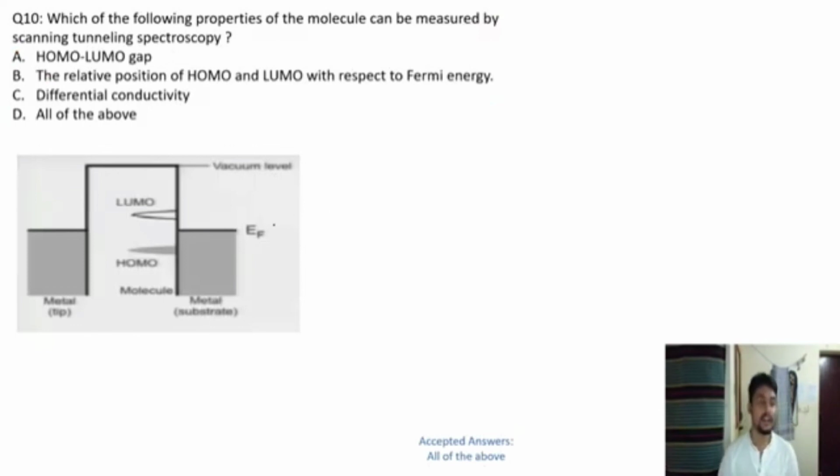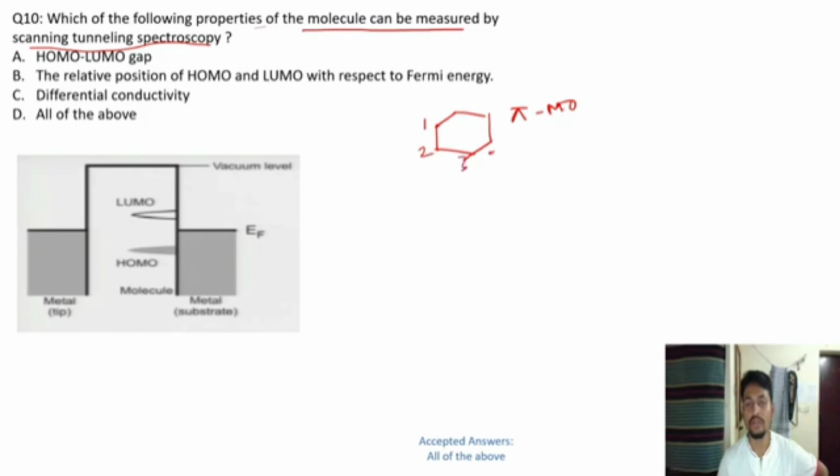So this is the last question, and this is a very, very important discussion as well. Which of the following properties of the molecule can be measured by scanning tunneling spectroscopy? In case of a molecule, we know it is having different molecular orbitals. Let's say in case of benzene, if we think about the pi molecular orbital, pi MO, so this is actually six atomic orbitals, 1, 2, 3, 4, 5, 6, six atomic orbitals are coming to make the MO. So there will be six molecular orbitals, and each of the atomic orbitals is having one electron, so we total have six electrons. So this will be the arrangement, right?